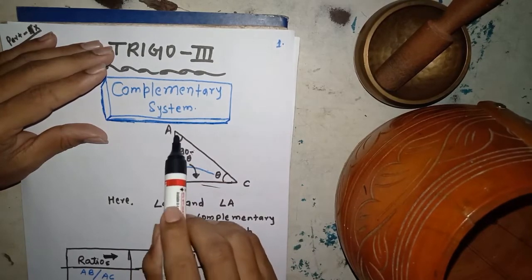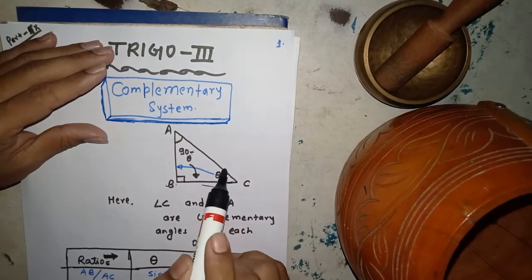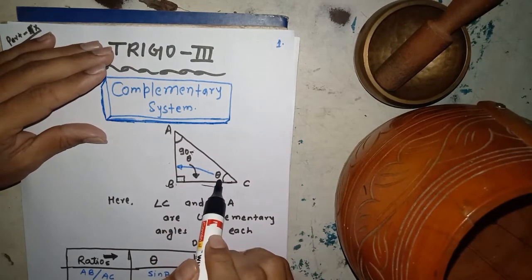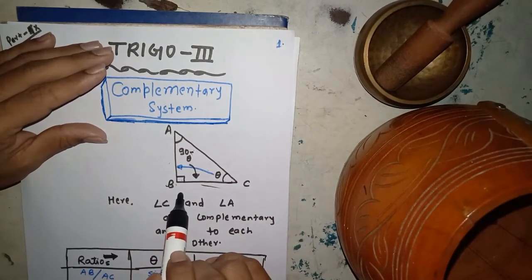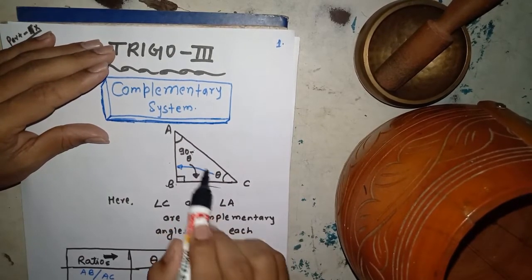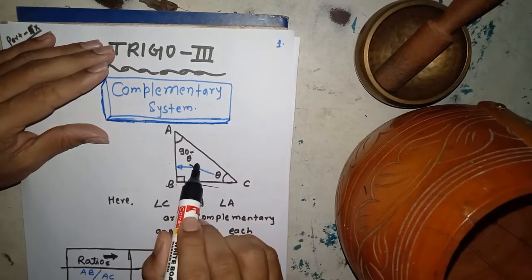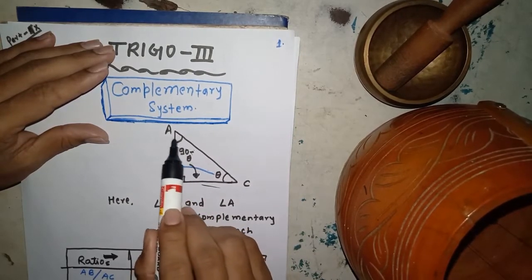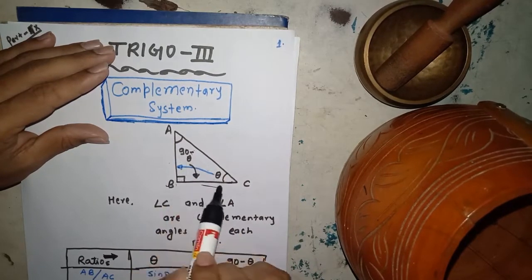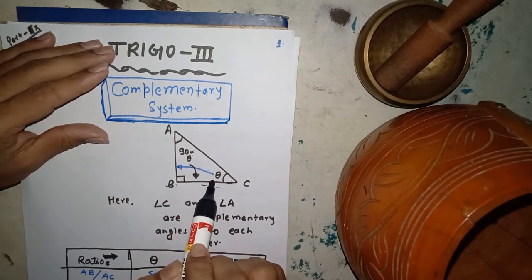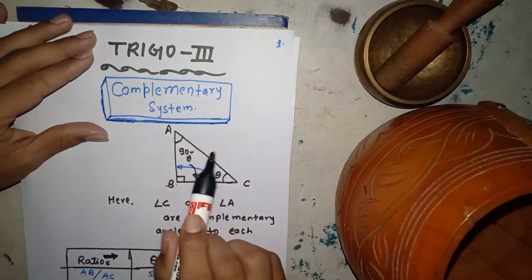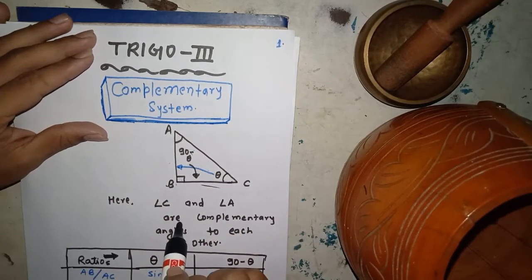As you know, sum of all the angles of a triangle must be 180. If it is 90 and if it is theta, then it becomes 90 minus theta. What you see here is that these two angles are complementary to each other. Yes or no? Because the sum of angle A and C must equal to 90 degree. Have you got my point? So you can say angle C and angle A are complementary to each other.